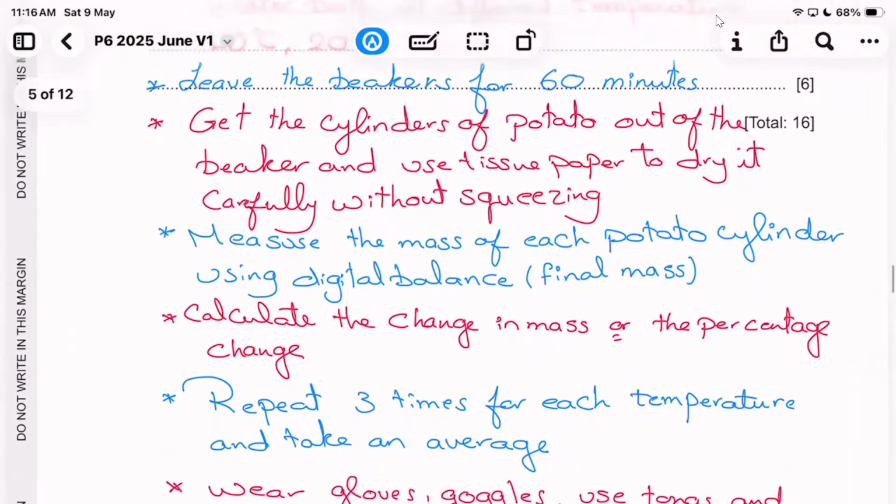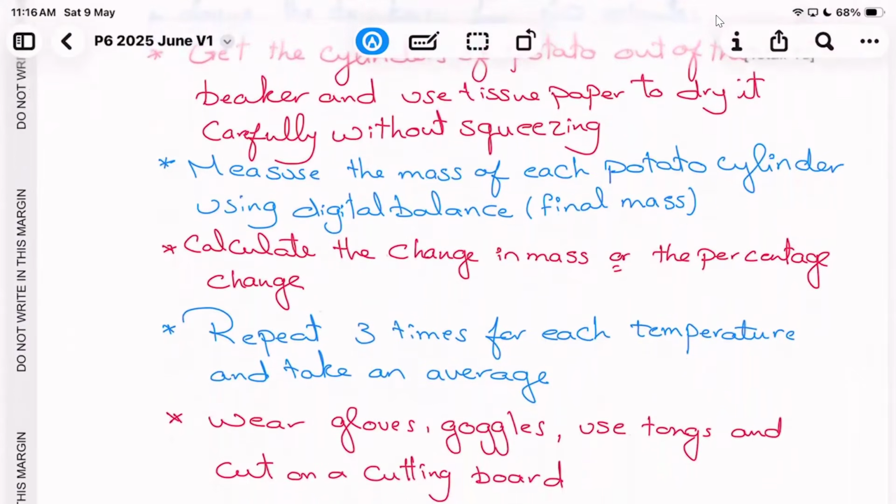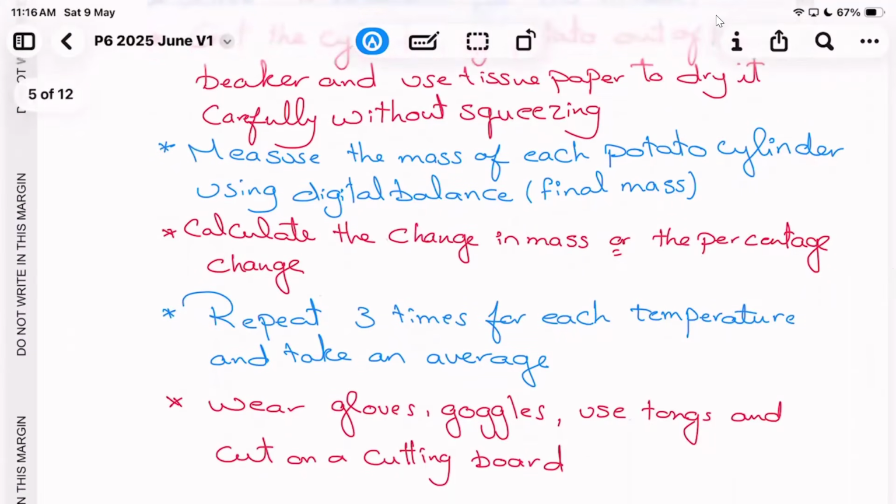The last one, which is safety precaution: you have to wear gloves, goggles, and use tongs because we use a thermostatically controlled water bath, and cut on a cutting board to not cut your hand.